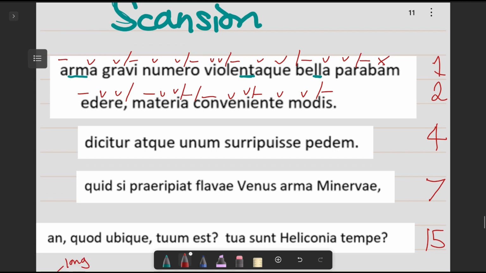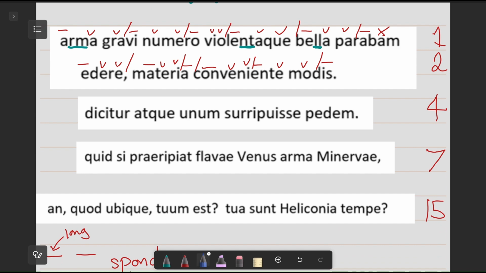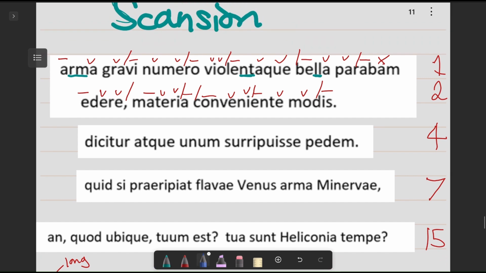Then, if this is line 4, oh, caesura, I'm sorry. So this is the first foot, this is the second foot, third, fourth, fifth, and sixth. So we go to the third foot, and after the first long, there's a caesura. So that's where the break would be in the sentence. It would be arma gravi numero violentaque bella paraba. And it can sort of emphasize it.